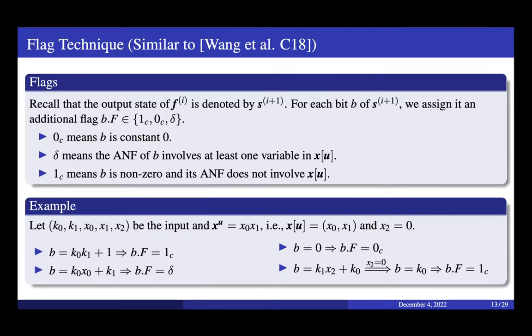Before introducing our new modeling method, let me first introduce our flag technique. This is quite similar to the one proposed by Wang et al. at Crypto 2018. Specifically, for each bit B of the output state of each round, we assign it an additional flag. There are three choices for the flag. Zero C means B is a constant zero bit. Delta means the ANF of B involves at least one cube variable. 1C means B is not zero and its ANF doesn't involve any cube variables.